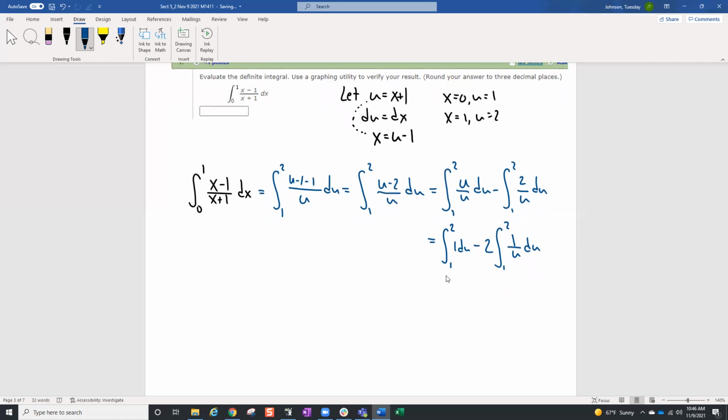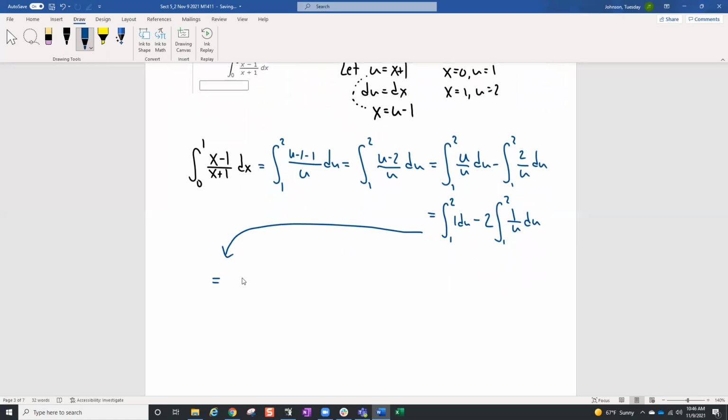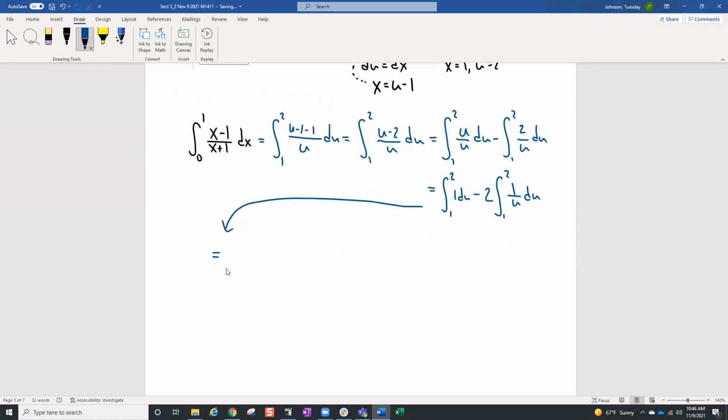So now we're looking at two antiderivatives. And I'm going to bring it over here. We're going to take this to this side, so I'm not just using half of our page. The integral of 1. What has antiderivative 1? u has antiderivative 1 in our du world. So we're going to evaluate that from 1 to 2. And then we're going to subtract 2 times the natural log of the absolute value of u, also evaluated from 1 to 2.